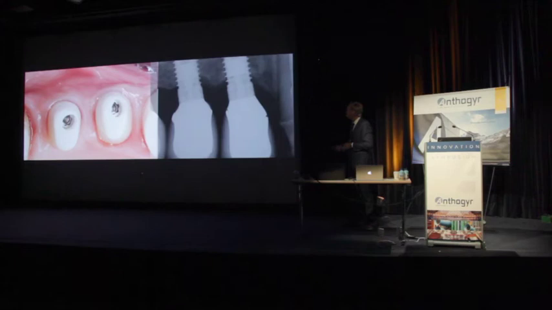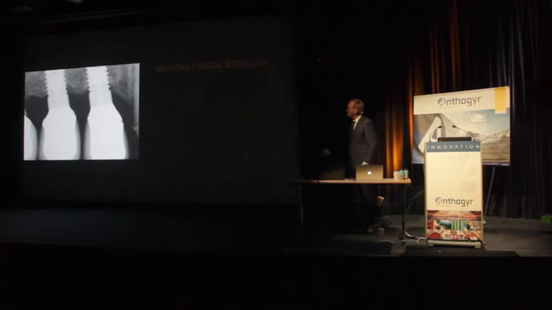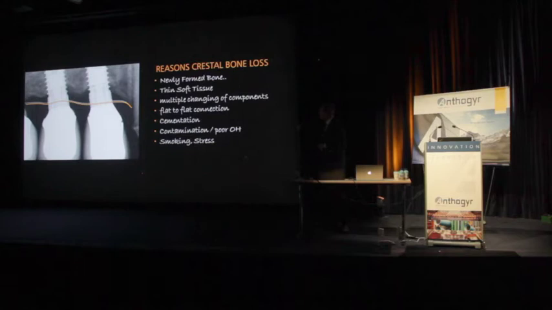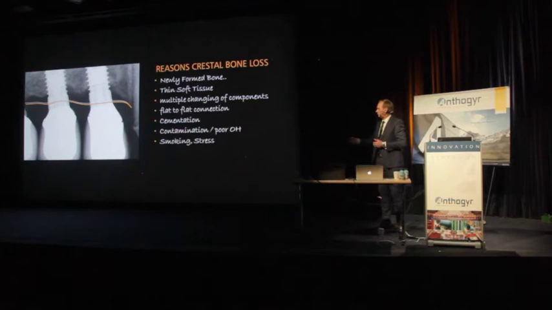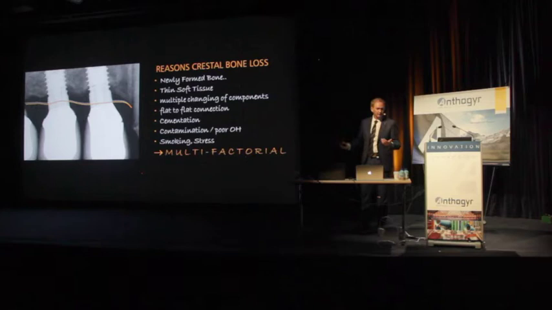And now you suddenly see on the X-ray, after 8 months, we have some bone loss, because the bone was definitely higher. What are the reasons for this bone loss? And this was what I questioned myself time after time. Well, there are many reasons. We have newly formed bone that can be resorbing and remodeling. We had thin soft tissue, multiple changing of components. I was taking impressions, and I did a lot of modifications on my provisionals. Then I had to do cementation. There was a flat-to-flat connection. And of course, you can have poor oral hygiene that can create some bone loss, smoking, stress. The list can be longer, but I think we all agree it's a multifactorial thing. This is why we lose bone sometimes.